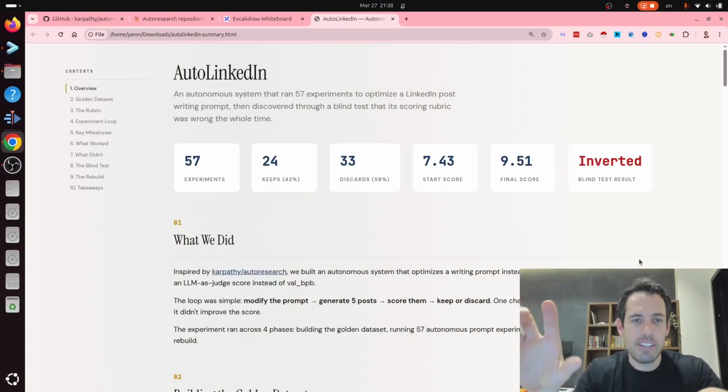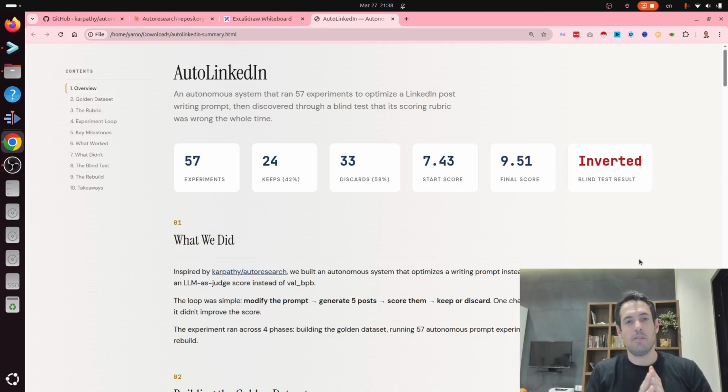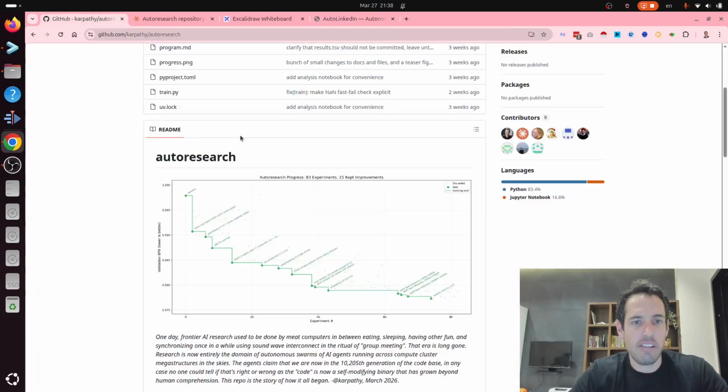An autonomous system for creating content, specifically LinkedIn posts. And this is what I tried to build. And I tried to build it based on the Autoresearch repository that was published by Karpathy. It's a very interesting concept, which you can read more about over here.